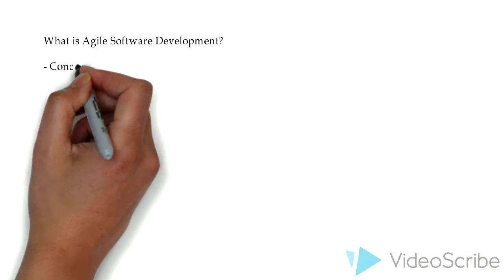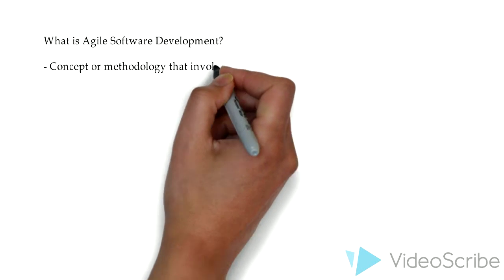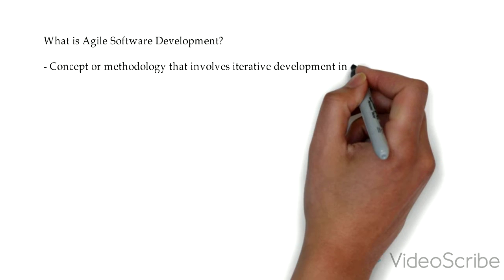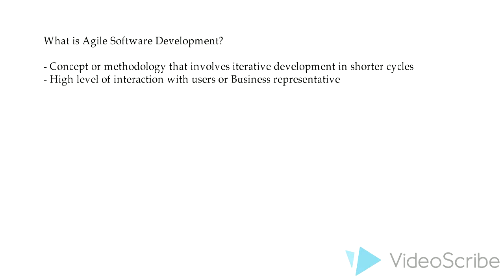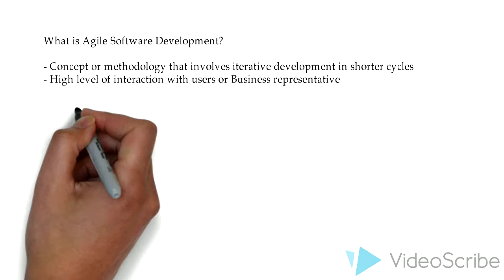So what is Agile software development? Agile software development is a concept or methodology that involves iterative development in shorter cycles. It includes a high level of interaction with users or business representatives, and it is flexible. Response to change is a positive for business teams and project teams.